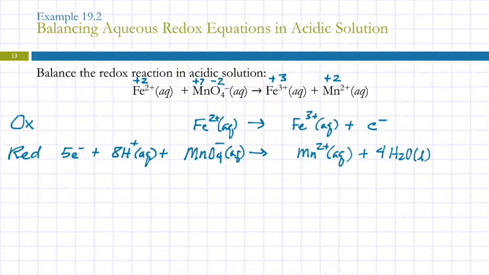So now what do we need to do? We need to multiply the top equation by 5 because we need the numbers of electrons to be equal. This one has 5 electrons. This one only has 1 electron. And we can fix that up by multiplying the top by 5. So 5 of those, creating 5 of these, and 5 electrons.